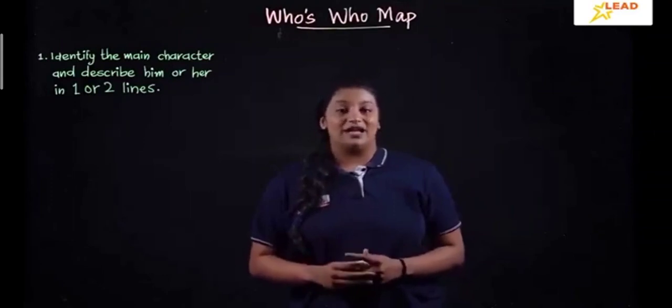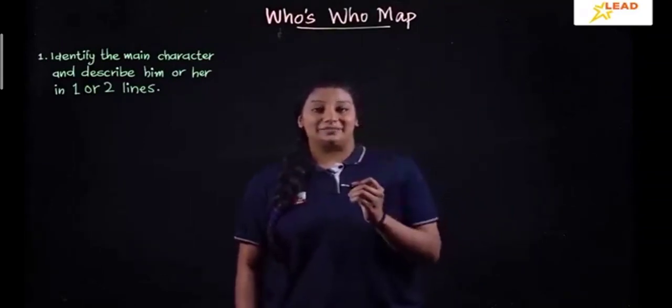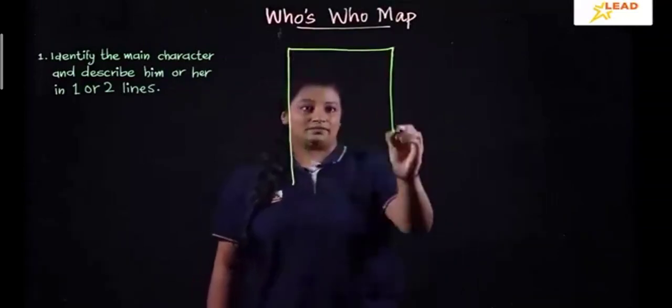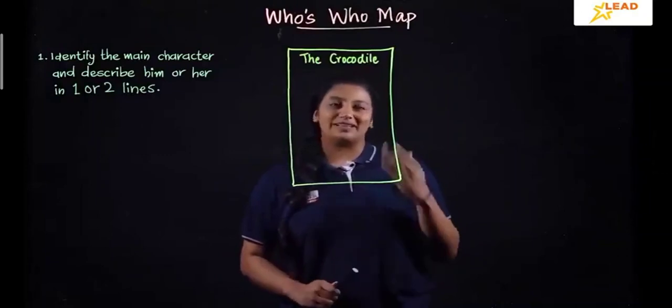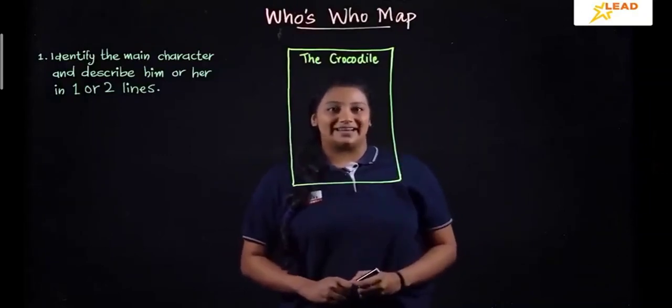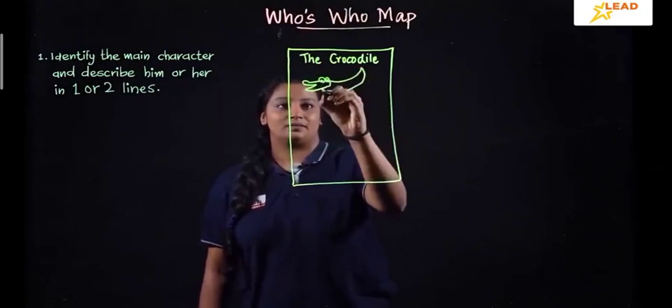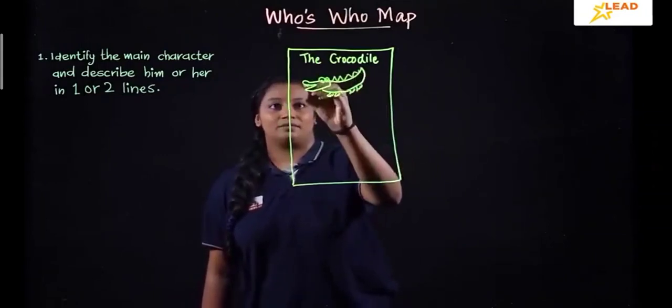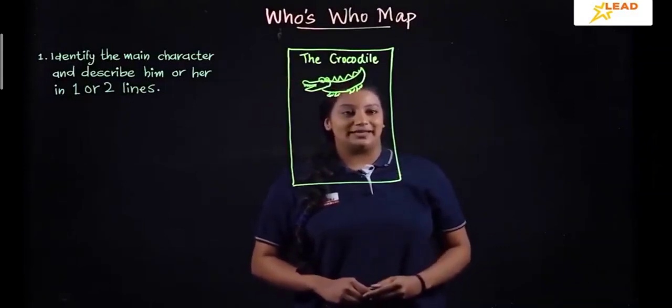It is the crocodile. So I'm going to draw a box and write the title, The Crocodile. We can also make a small drawing to represent this character. Now, we will write 1 or 2 lines to describe the crocodile.